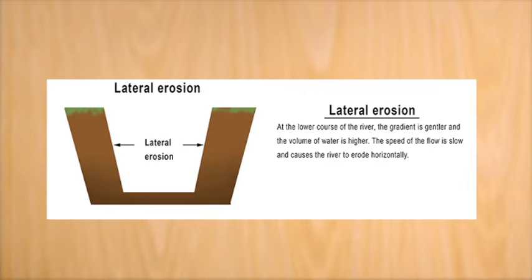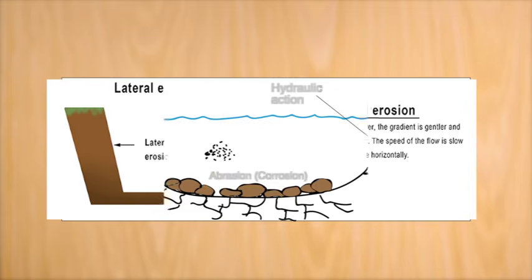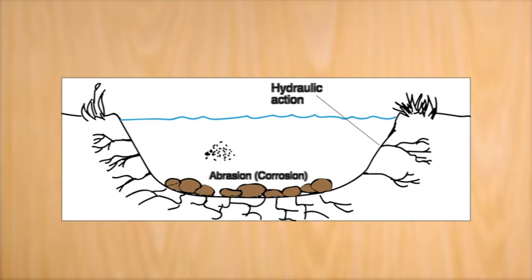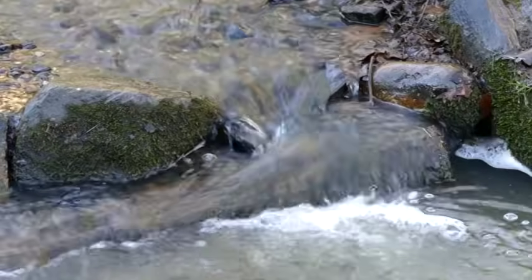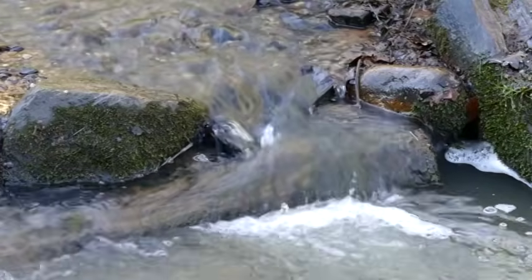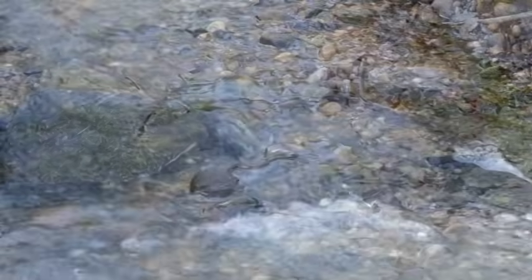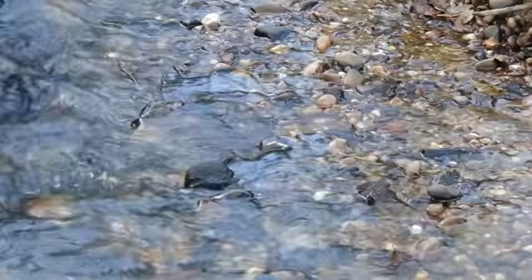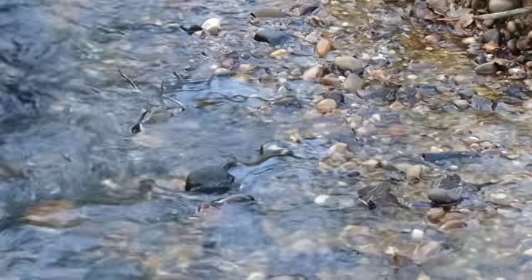The reason for the lateral erosion in the middle course may be because of the wider valley. The stream is also deeper in the middle course of the river, and this is because there is more hydraulic action and abrasion of the riverbed. Larger pebbles from the upper course now become smaller and rounded as we move toward the middle course. This is because of attrition and abrasion.